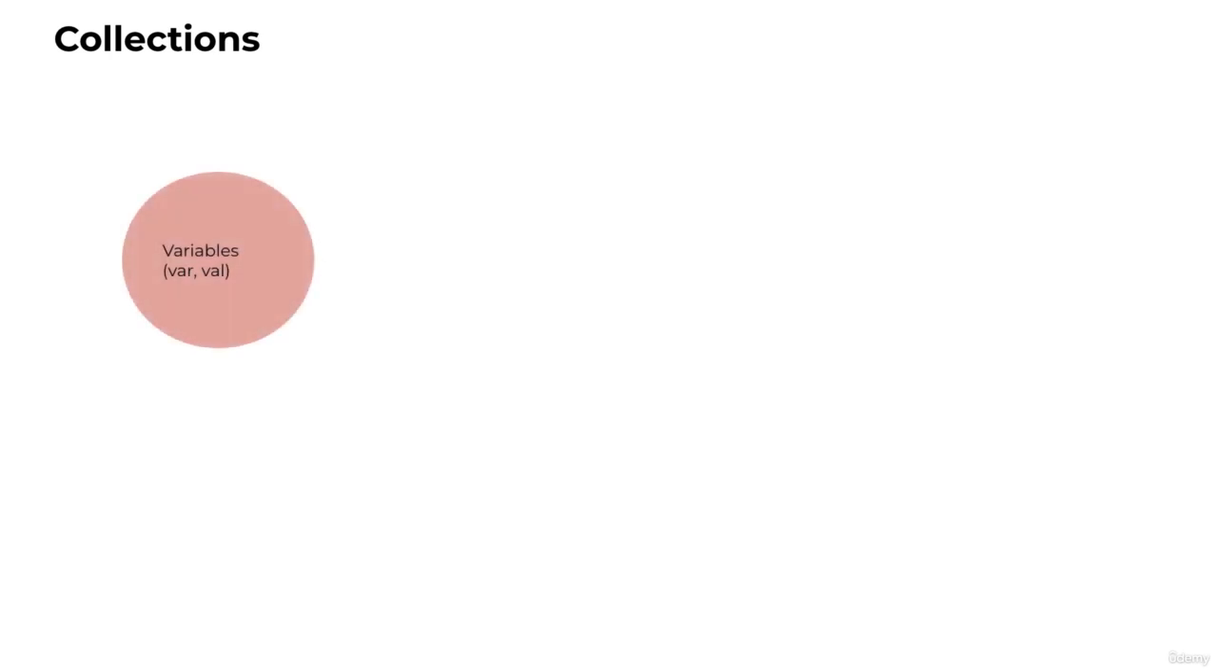So far, we've looked at variables. So we looked at var and val. Var being something that we can change. So we create a variable and we attach var. Then we can always change that variable at a later time. Val, on the other hand, we cannot change.